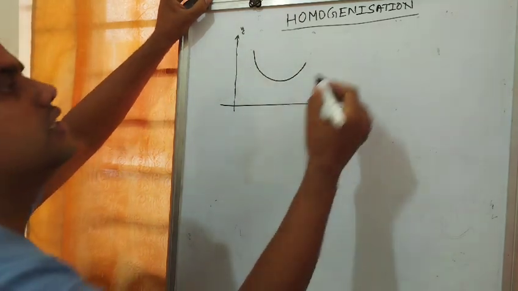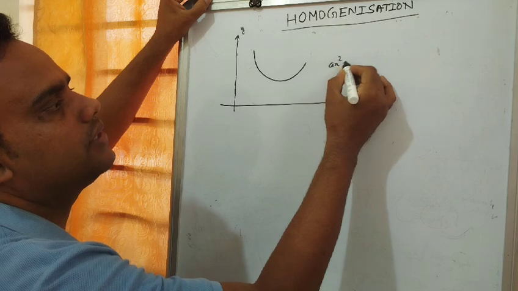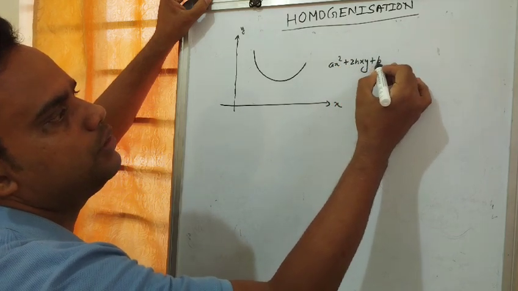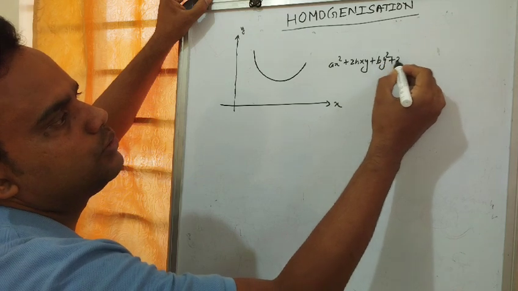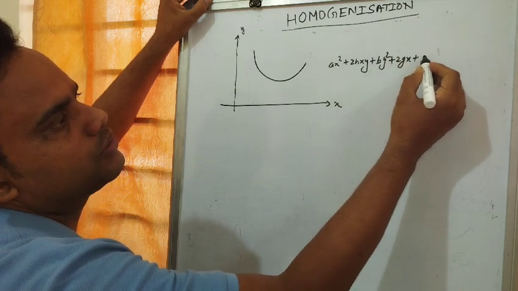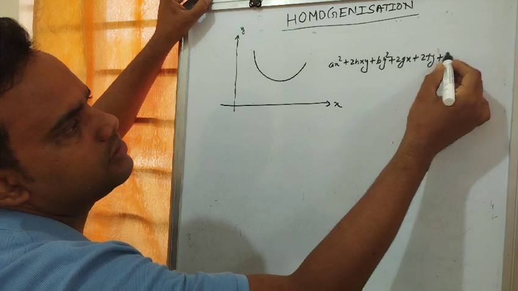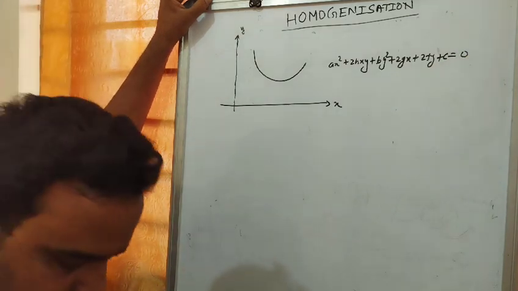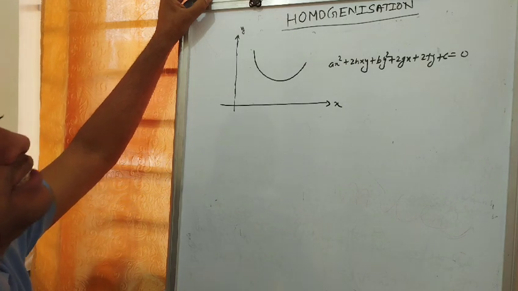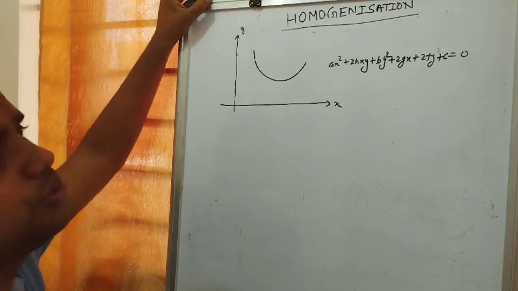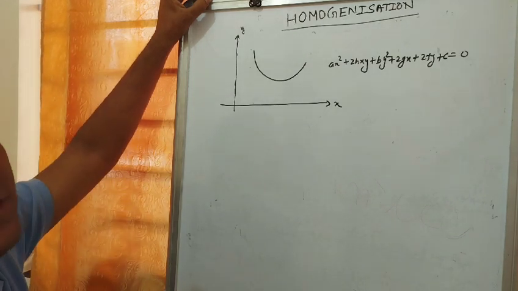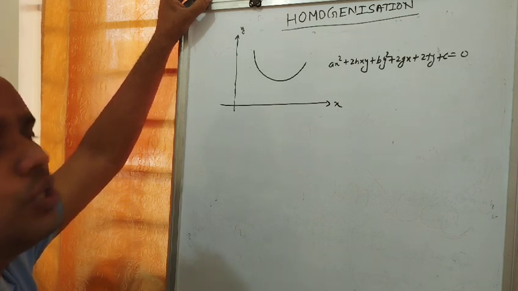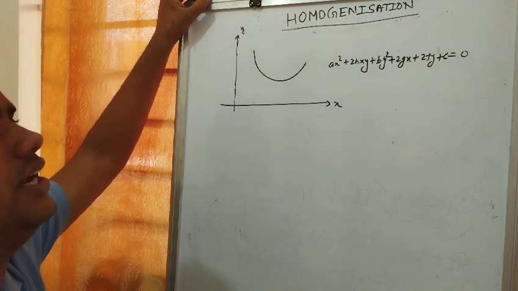I consider ax square plus 2hxy plus by square plus 2gx plus 2fy plus c equals to 0. This is a degree 2 equation. This is the degree 2 general equation of a conic as well as a non-conic, meaning a pair of straight lines. If delta equals to 0, it becomes a pair of straight lines.